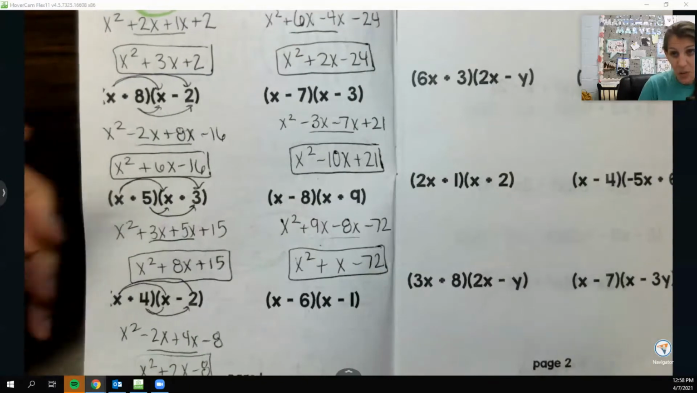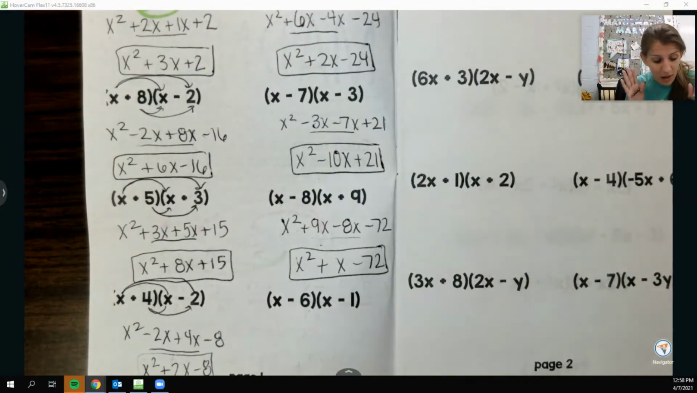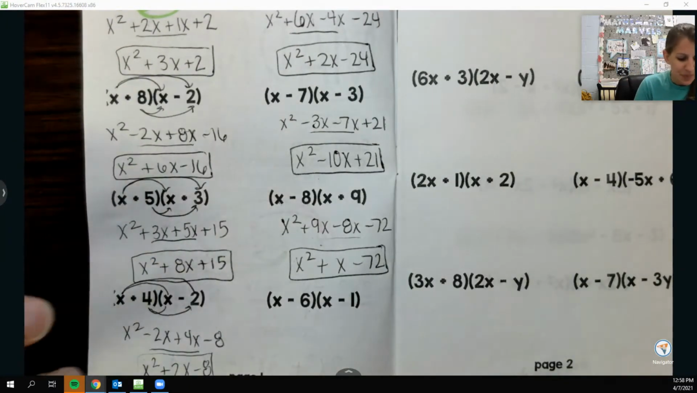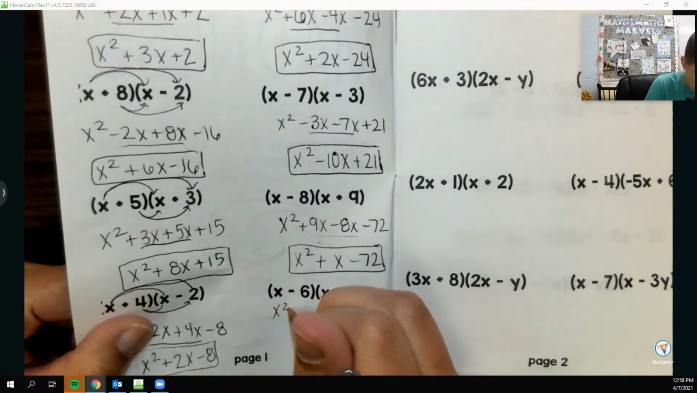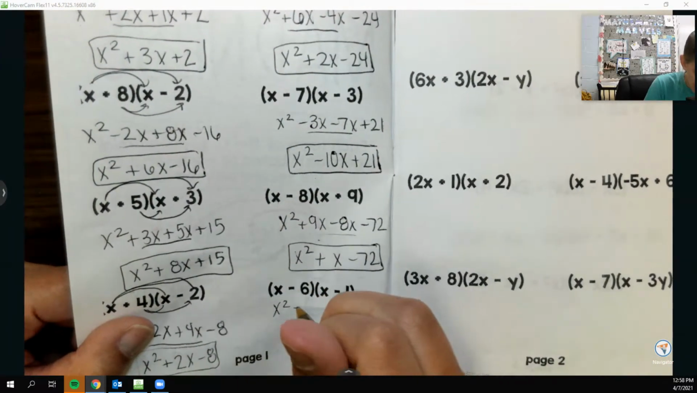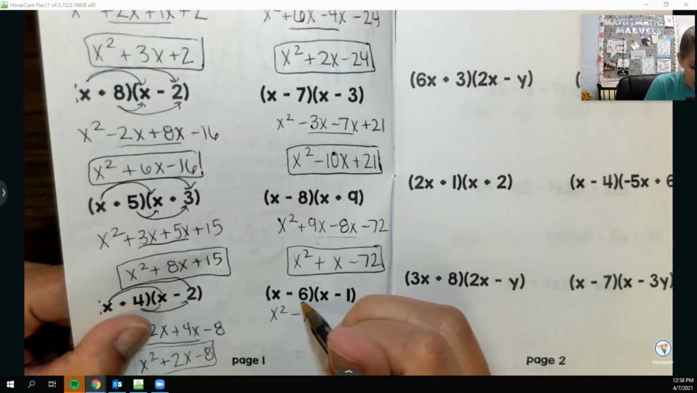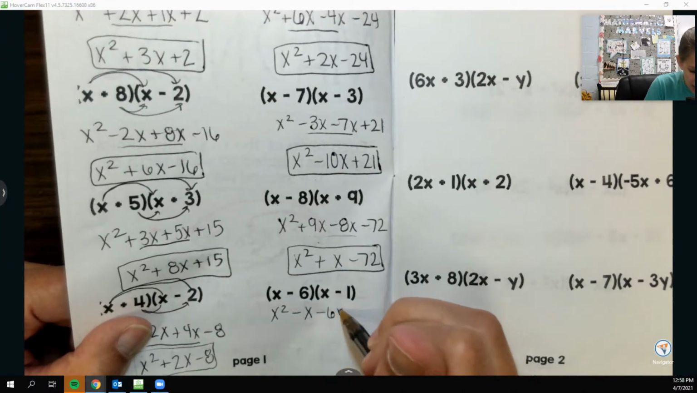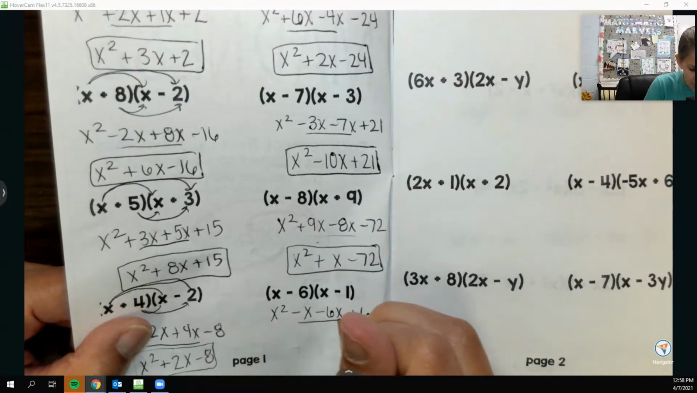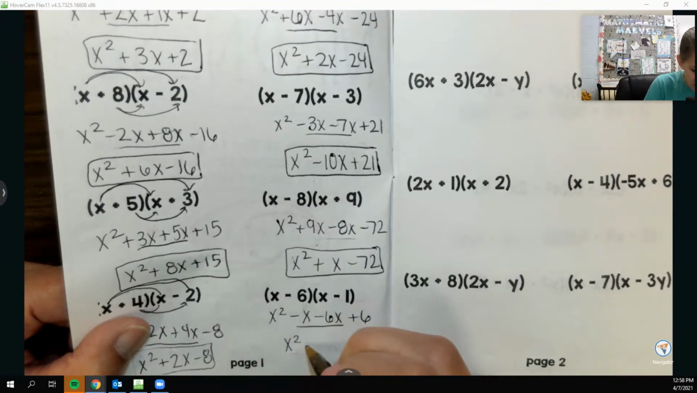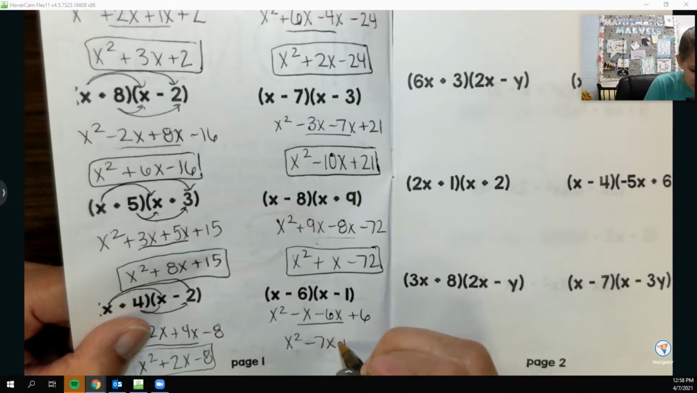And then the last one here, we're thinking FOIL, first, outer, inner, last. If I do first times first, we get x squared. Outer, we'll have negative 1x. Inner, we'll have negative 6x. And last, we'll have positive 6. Combine our like terms, so we have x squared minus 7x plus 6.